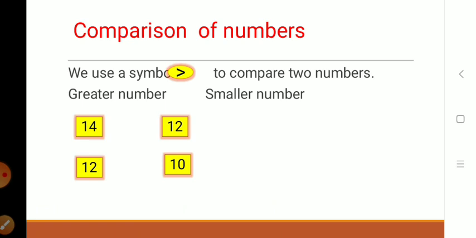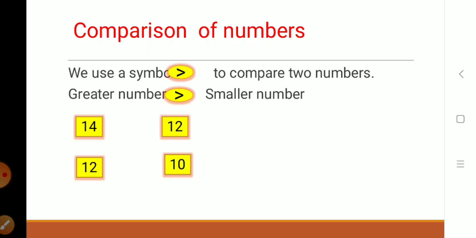One symbol is given, that is the greater than symbol. To denote greater number and smaller number, we use symbols. To show the greater number, I use the symbol. The open side is facing the greater number and the closed side is facing the smaller number. Always remember that the open side faces the greater number. In the previous video also I told you this. And the closed side faces the smaller number.